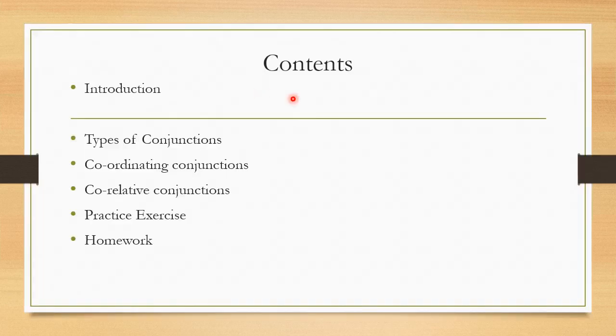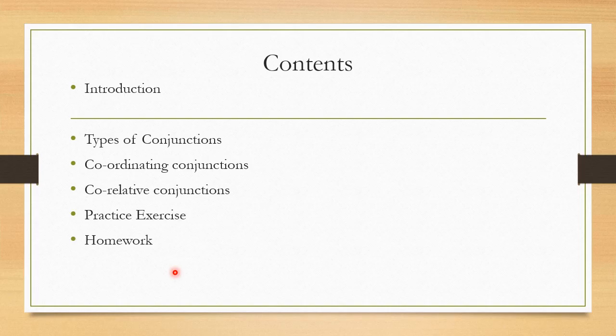Okay, the contents that we are going to discuss in this video lecture will be: first slide will be introduction, then types of conjunctions. There are three types of conjunctions. The first type, coordinating conjunctions, second, subordinating conjunctions, and third, correlative conjunctions. I will be explaining you all the three types of conjunctions and we will read them together. Then I have one practice exercise that we'll do together in the online class, followed by homework that you have to do on your own, and we will be discussing the answers later on.